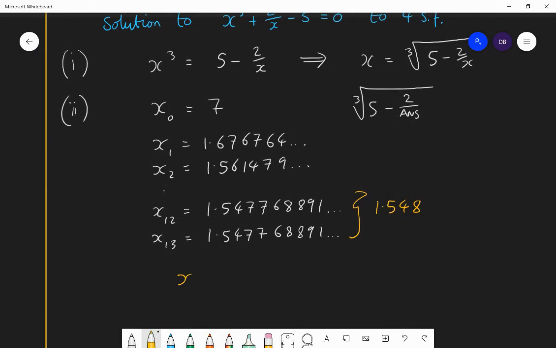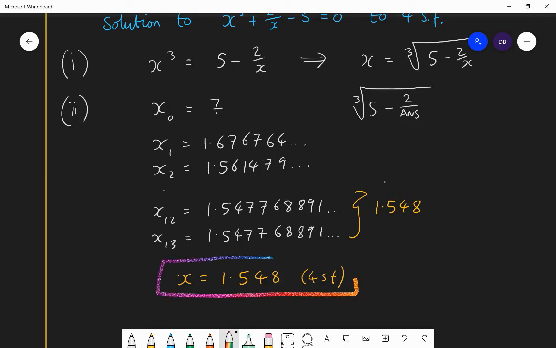So x is equal to 1.548 to 4 significant figures. And you could check that by using the sign change rule if you wanted to, with 1.5475 and 1.5485 into the original equation equaling 0, and checking that one gave you a negative, one gave you a positive.